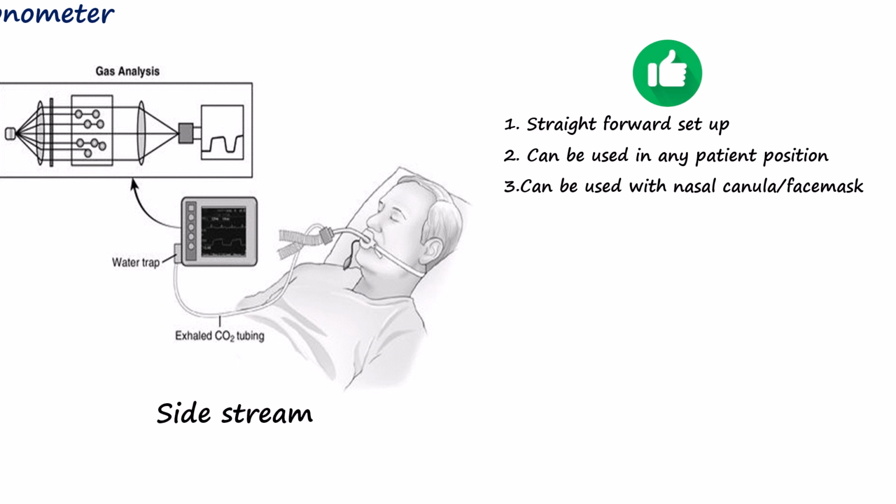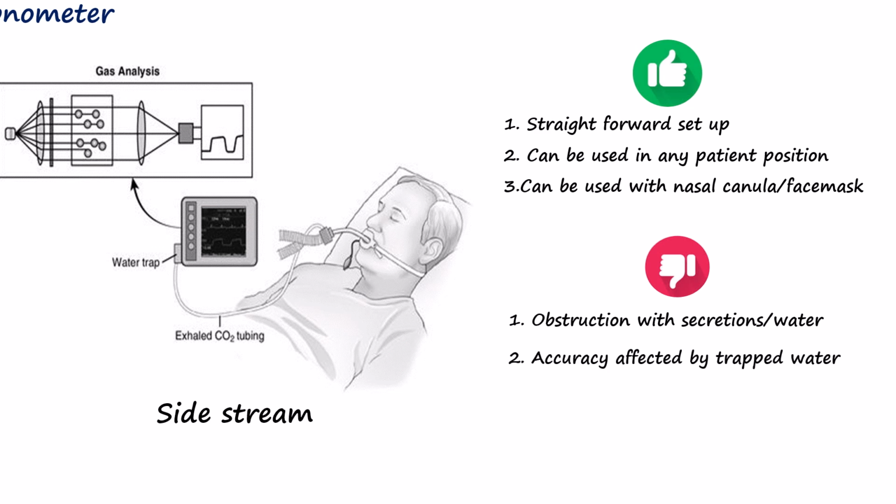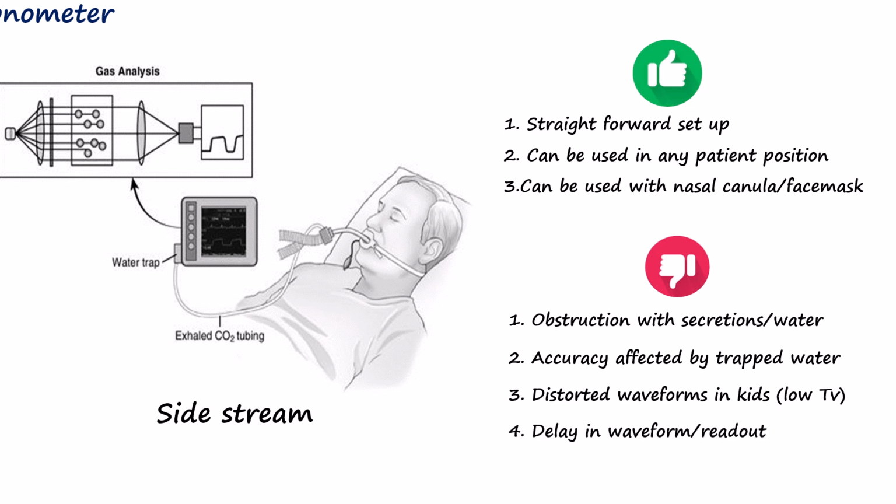Despite its advantages, sidestream capnography has some limitations. The sampling capillary tube can be easily obstructed by water or secretions, which may interfere with the gas flow. Changes in water vapor pressure within the sampling line can also affect the accuracy of CO2 measurement. In pediatric patients, the waveforms are often unclear or distorted due to small tidal volumes. Furthermore, because the gas sample must travel through the tubing to reach the sensor in the monitor, there is a slight delay in both the waveform display and the numerical readout.